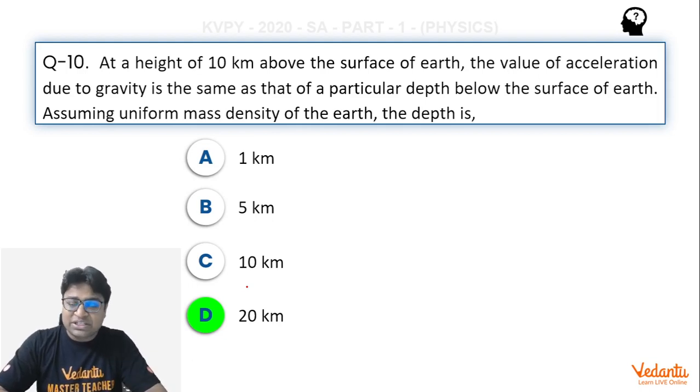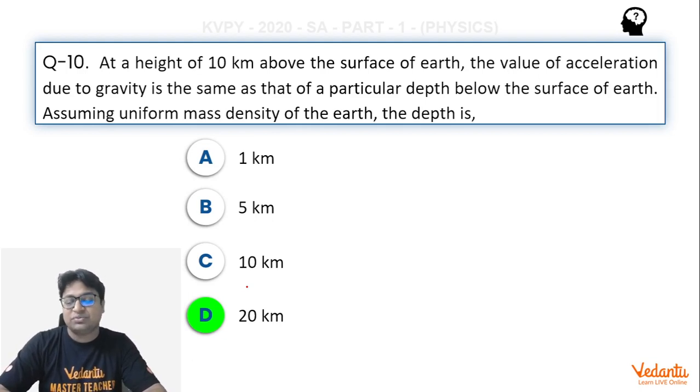So it was a very simple question, if you knew the formula for value of gravity at a height h also and at a depth d also. If you were not aware of these expressions, then this question would have consumed a lot of time in the exam, and the right thing to do would be to leave the question if you are not aware of the formula. And if you are aware of the formula, the question is pretty easy.